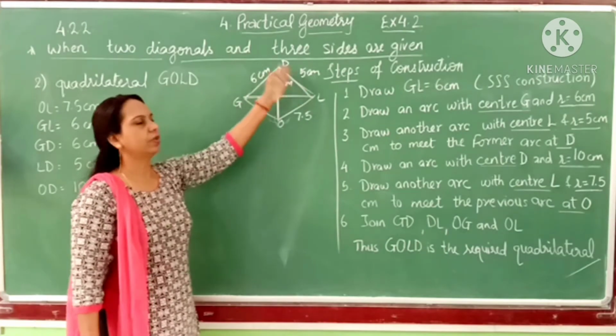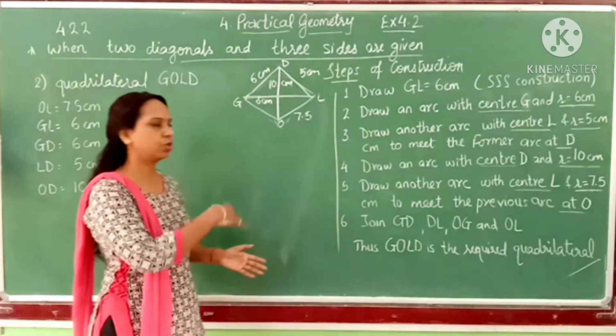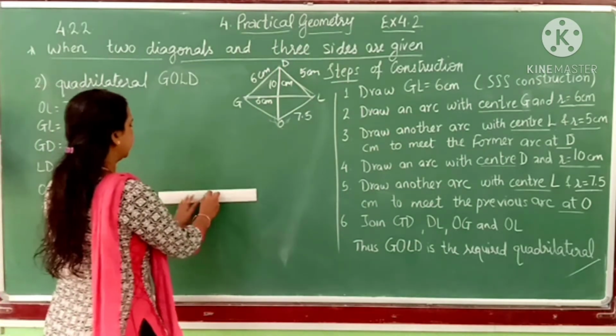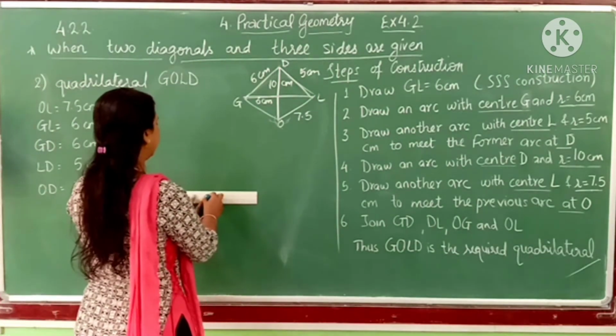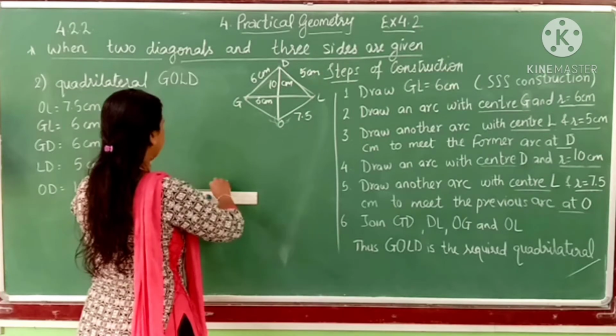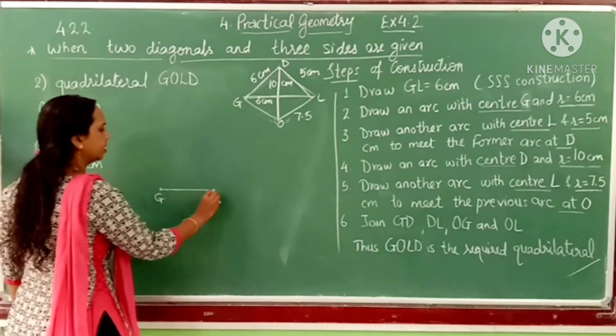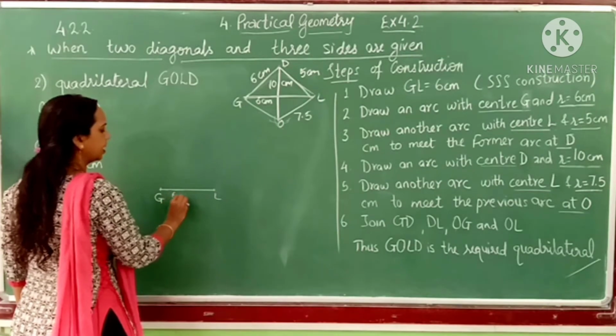So then afterwards you can join all the line segments. Let us do the construction. So first draw line GL, 6 centimeter. So here we have 6 centimeter. So let us take GL, that is 6 centimeter.